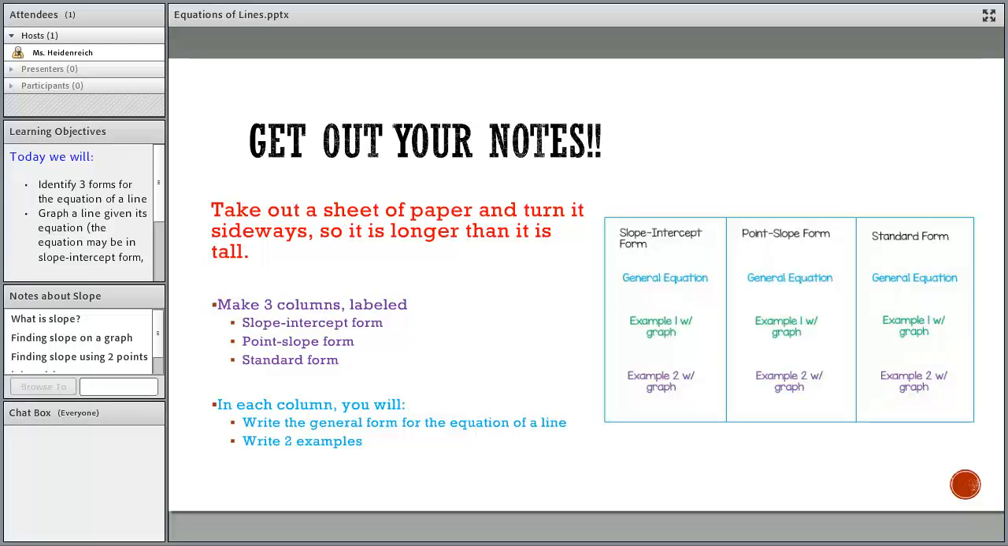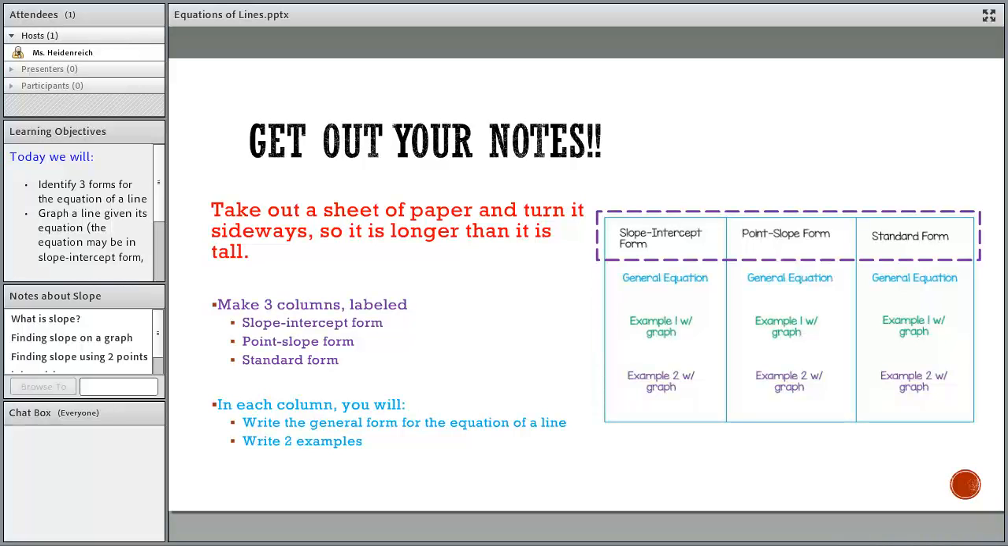And then lastly, as a preliminary, I want you to have your notes out. So if you need to go get a piece of paper, then go do that right now. And I want you to turn your paper sideways and have three different columns. And what I want you to do right now is on those three columns, I want you to label each column as slope-intercept form, then point-slope form, and standard form. And the rest of the notes we're going to fill out as we go through, so you don't need to write down whatever else is on this example here, but that's the idea of what our notes are going to look like.